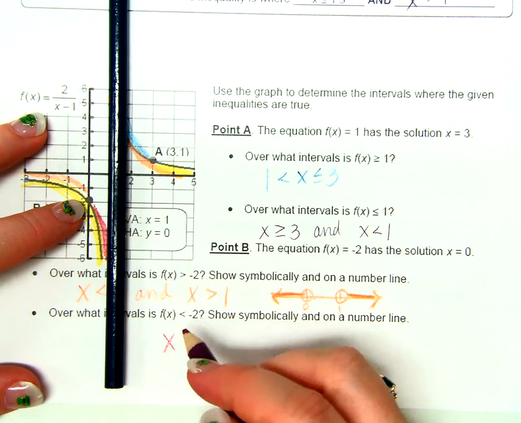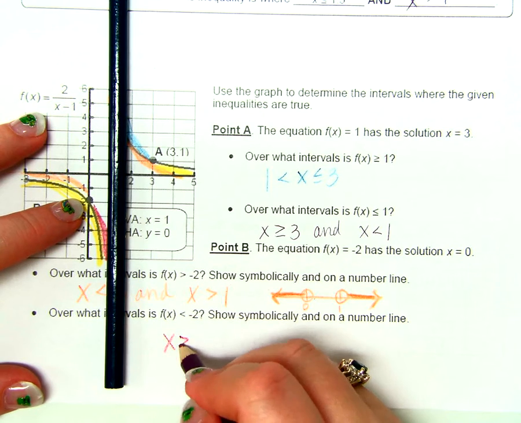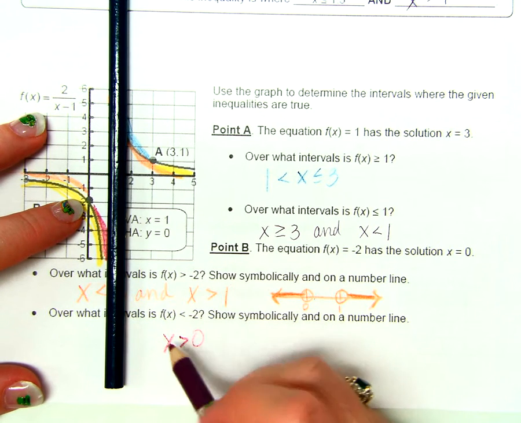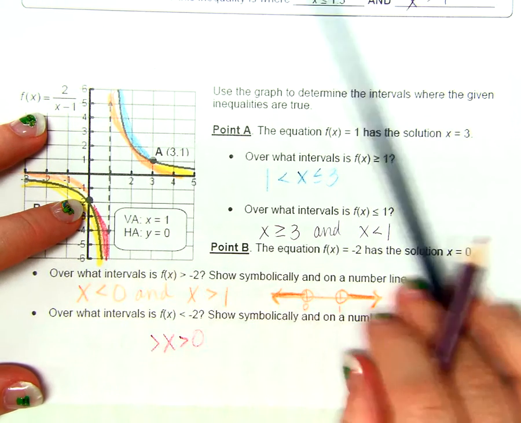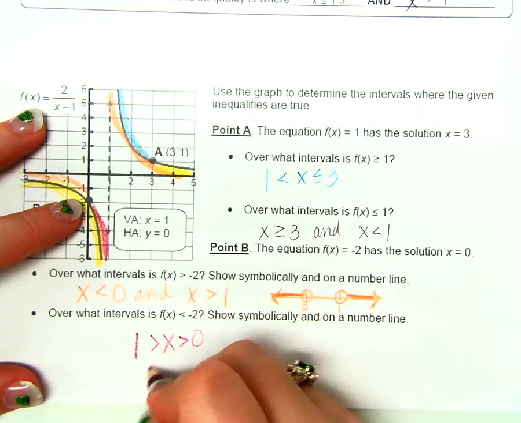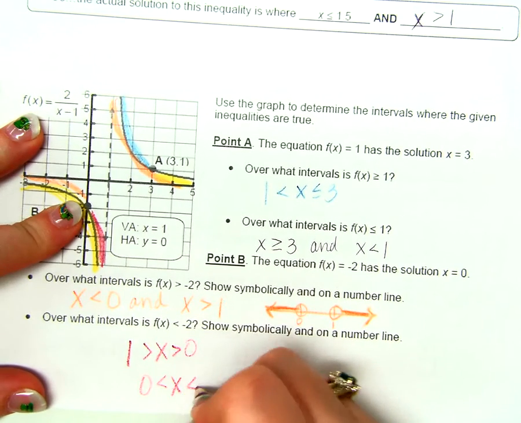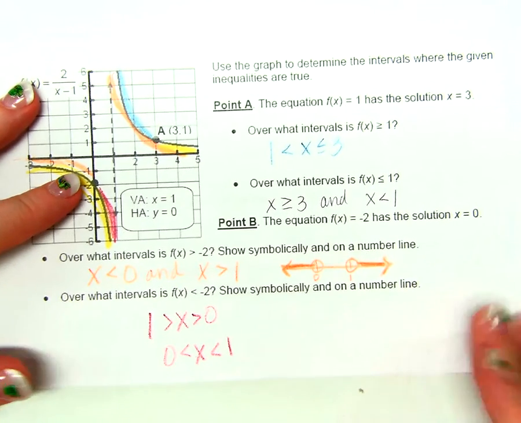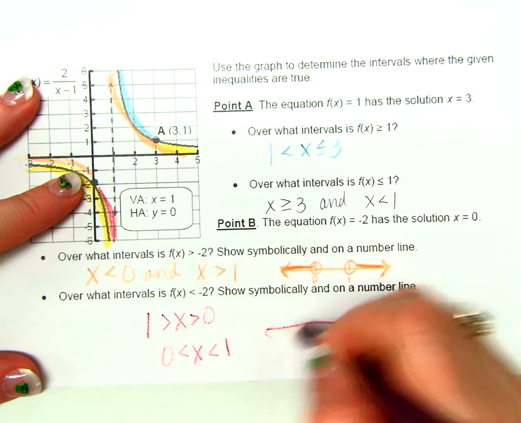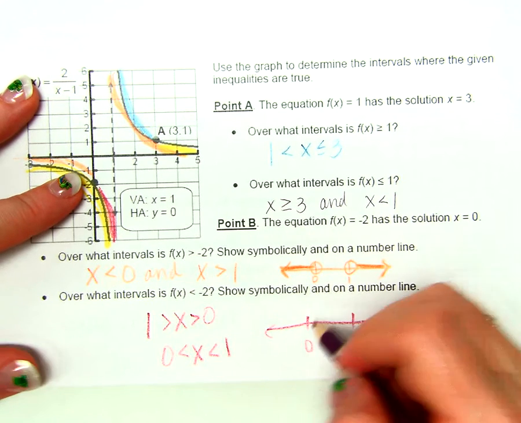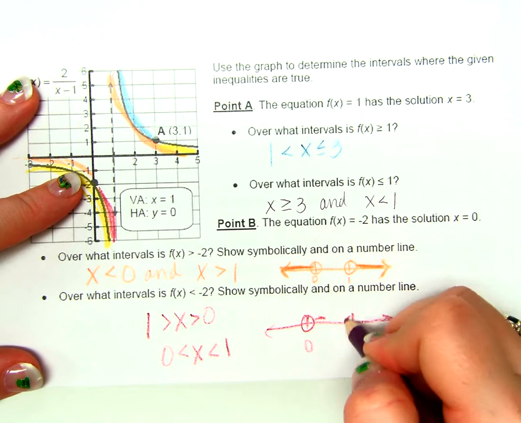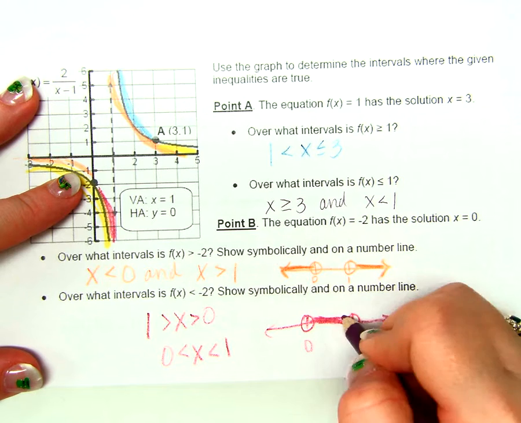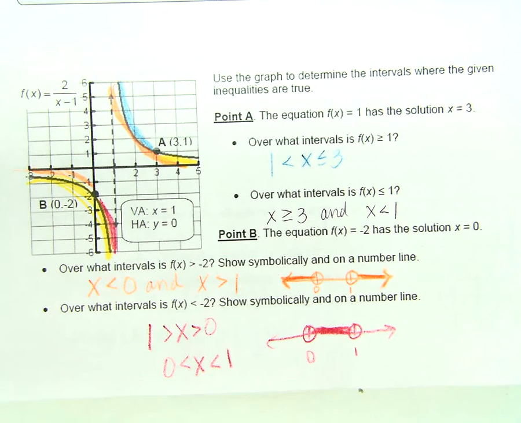X is greater than 0 and less than 1. Oh, I wrote that backwards. Sorry about that. Like that. So on a number line, it's greater than 0 and less than 1. So it's just everything in between them, right?